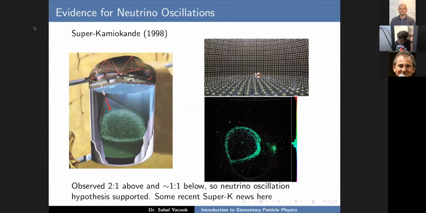So that's really cool. And if you get the PDFs and click on the word here, there's a link to Super Kamiokande talking about using neutrinos to do astrophysics.